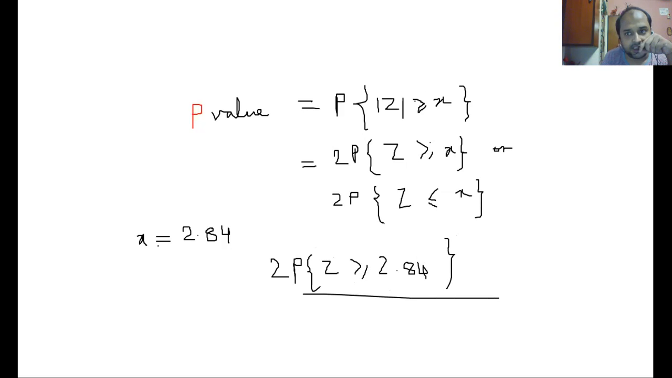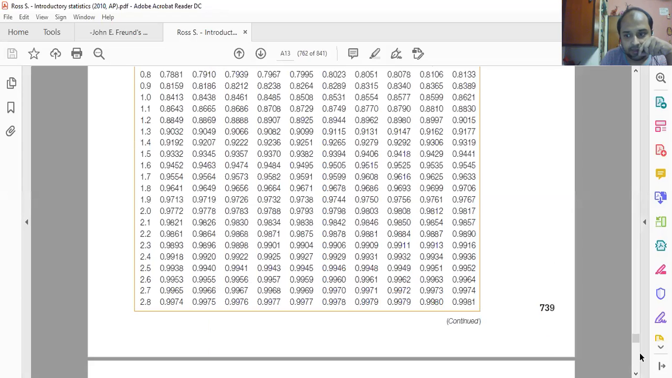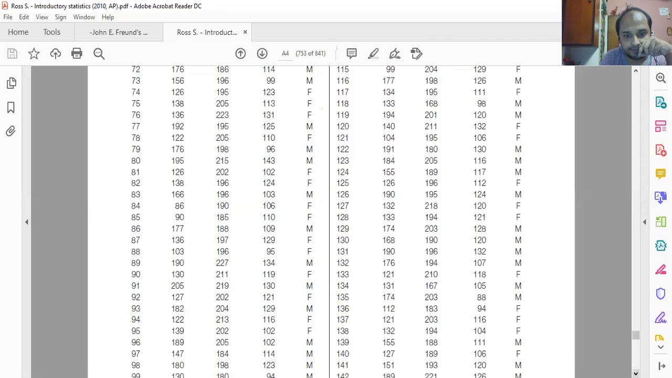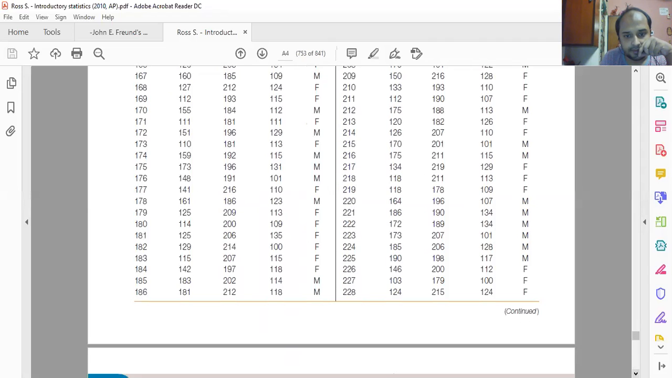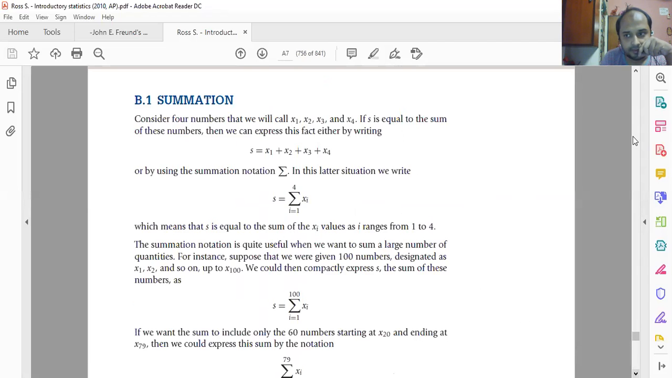Okay, I'm stopping this share and I'm going to another page which will be shared with you in the Google Classroom. This is the chart I'm talking about. You see what is written over here. Just a minute.